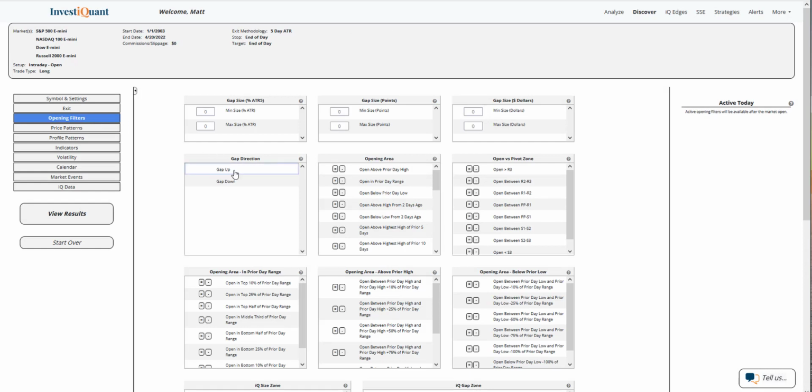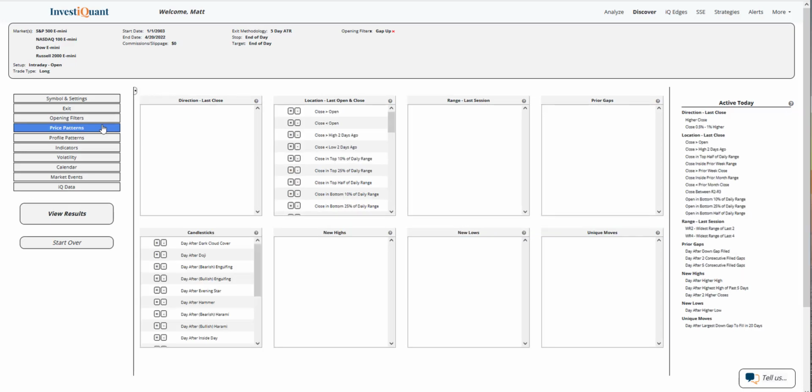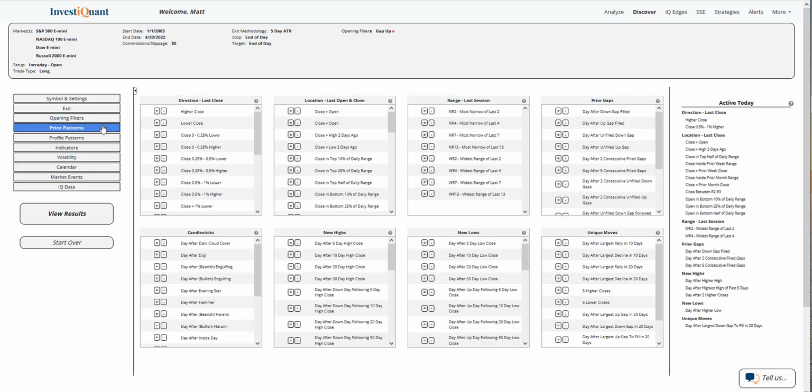filters, and I'm going to click on Gap Up in the gap direction. The next thing I'm going to do is go to the Price Patterns library, and I'm going to say that yesterday made the highest high of the past 5 days. And I'm going to grab that from the Active Today section, which lists all of the different items within here that are true for today. So if I go to the New Highs category, I can see day after highest high of the past 5 days. So I've got that selected.